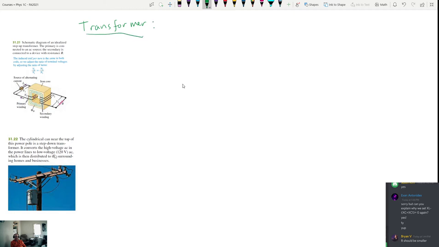A transformer is basically a device that will either step up or step down voltage in the system. And they're used all over the place. You probably have several of them in your home that are inside of things that you plug into the wall. Let's talk about what they are. So a transformer has the ability to basically step up or step down the voltage coming in from a line. That's what a transformer is.